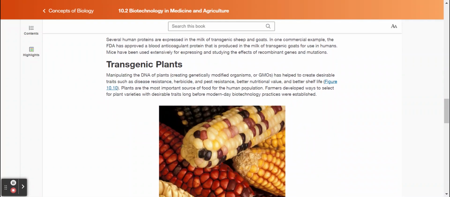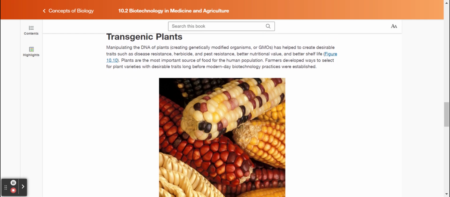Several human proteins are expressed in the milk of transgenic sheep and goats. In one commercial example, the FDA has approved a blood anticoagulant protein that is produced in the milk of transgenic goats for use in humans. Mice have been used extensively for expressing and studying the effects of recombinant genes and mutations.